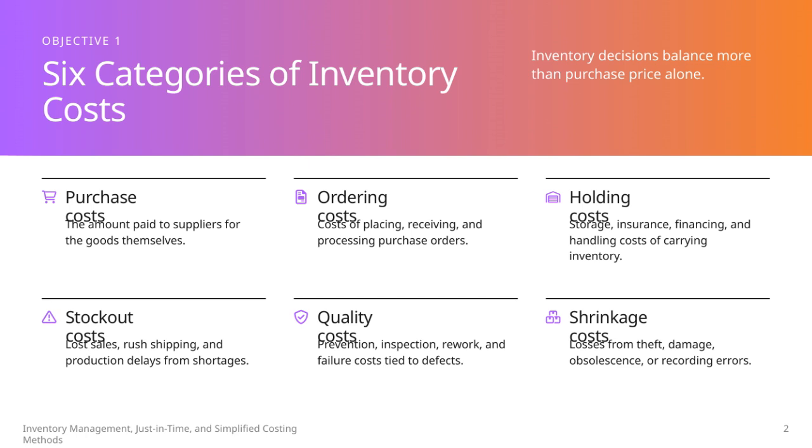Understanding these 6 categories helps us manage inventory more effectively, whether we're using traditional methods, just-in-time systems, or simplified costing approaches. It's about balancing all these factors to optimize overall costs and operational efficiency.